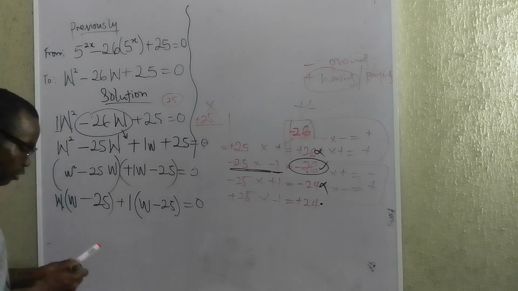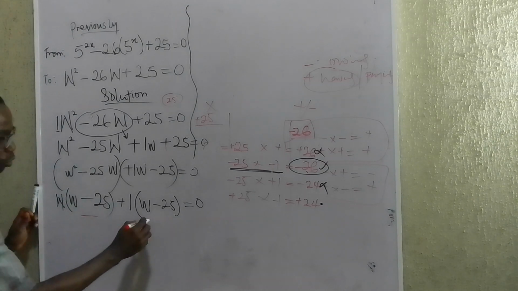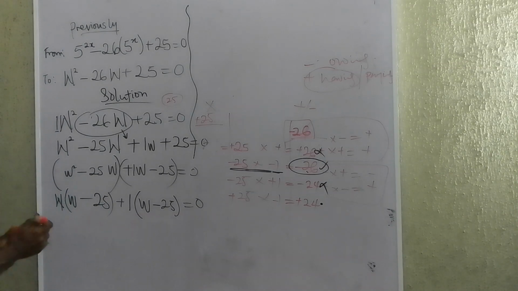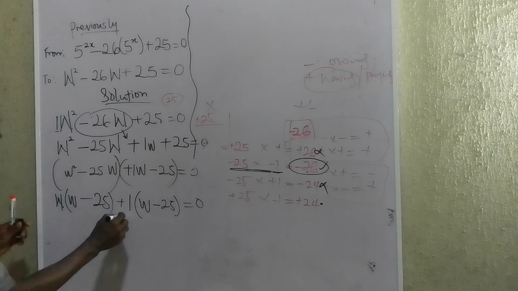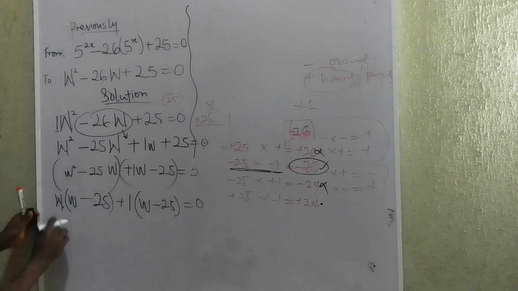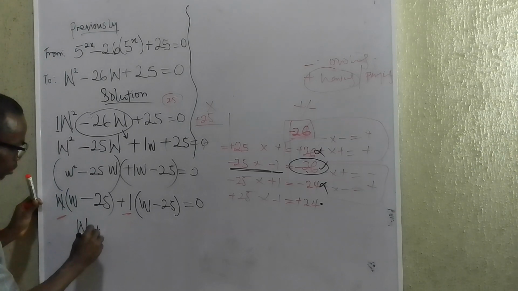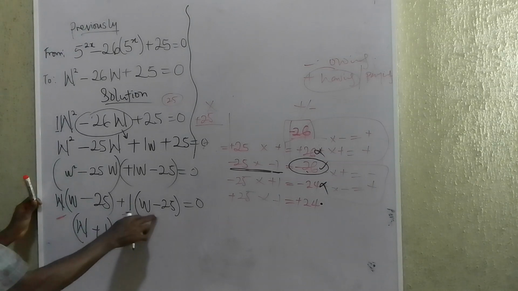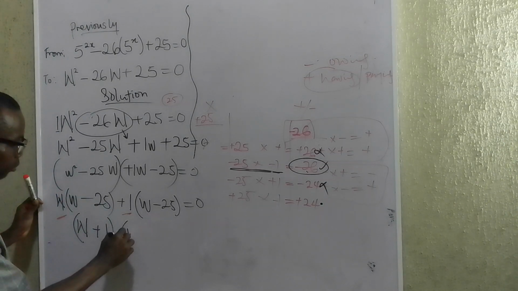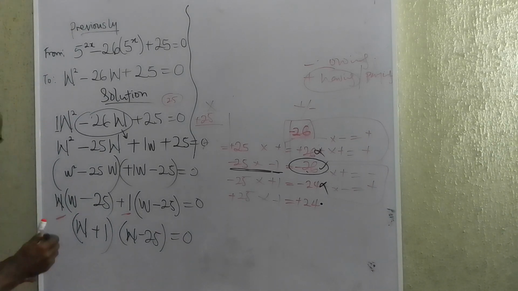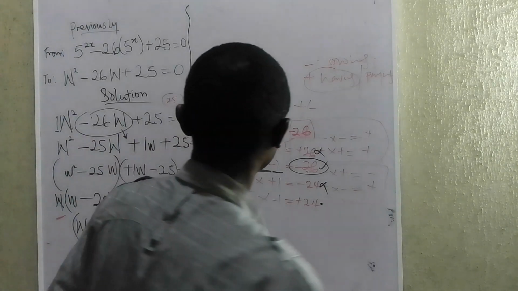Now the trick is this. Here must look like here. Here must look like here. In fact, they must be the same. So now that they are both the same, you pick just one part. You pick just one part. So I'm going to pick this. We'll pick one part here. Take this here. So I'll pick this and this, and form a bracket on its own. So this is going to be W plus 1. Put it in a bracket, and this will be represented with just one of it, meaning W minus 25, and all equals to 0.